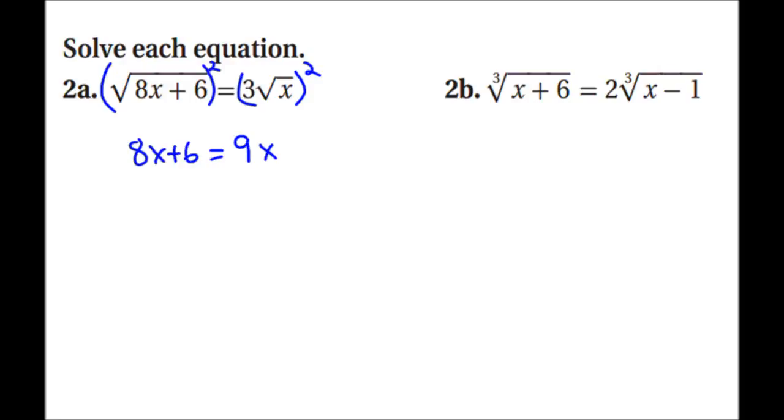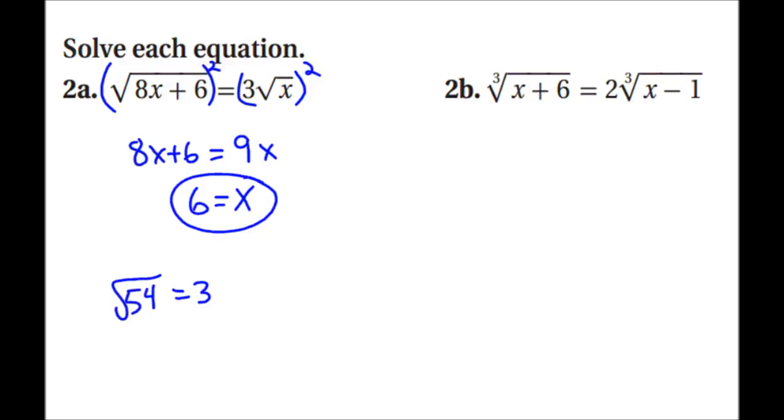So when we solve from here, we bring the 8x over to the other side of the equation. x is equal to 6. We can plug that in and see what we come up with. 8 times 6 is 48. 48 plus 6 is 54. So we have the square root of 54. And over here we have 3 times the square root of 6.